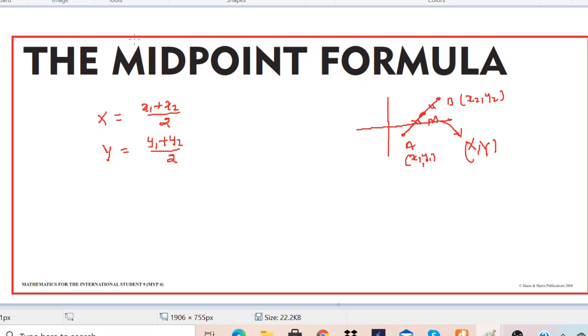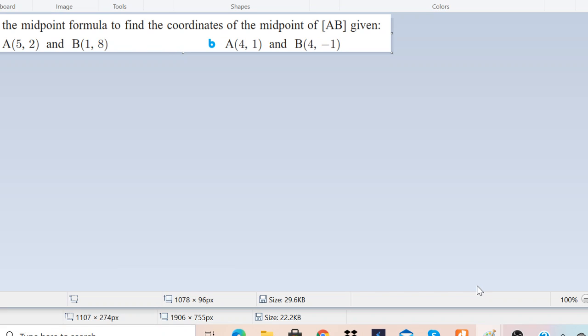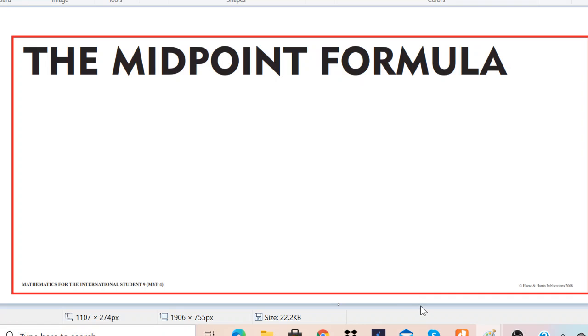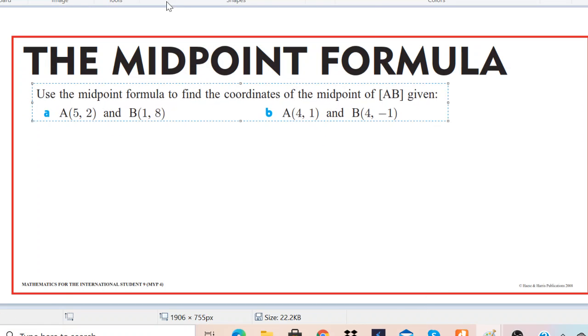Now let's practice some questions based on this formula. We will practice those questions right now. So the question says, use the midpoint formula to find the coordinates of the midpoint of AB. We are given the coordinates, so we can simply find this. I'll solve part A.